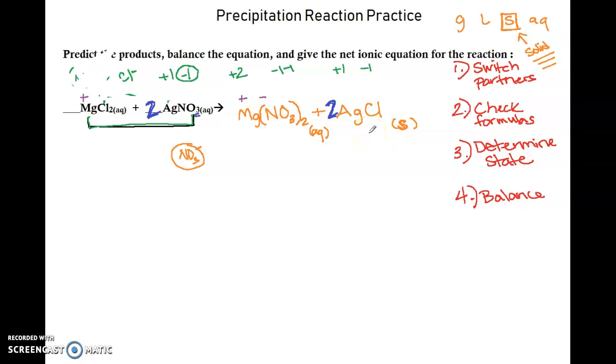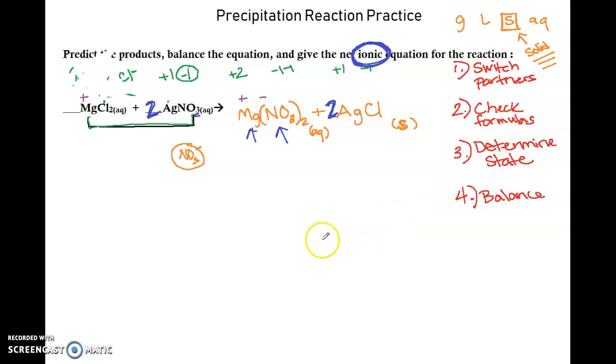So the net ionic equation is when you get rid of the spectators. And you know, these are really our spectators. These ones that don't precipitate out, they're our spectators. So we're going to get rid of them. But it says net ionic, so that means we're going to be really showing these as ions dissociated in the solution.